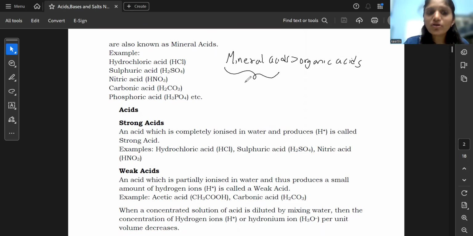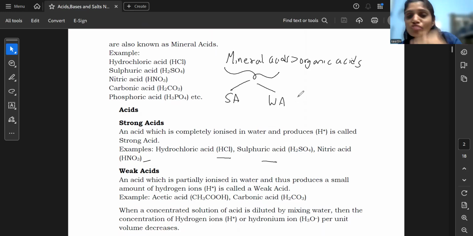In the mineral acids, we take a few acids under the category of strong acids. Clear? What are the 5 mineral acids you should remember? Hydrochloric acid, sulfuric acid, nitric acid, carbonic acid, and phosphoric acid. In this, which come under the strong acid category? HCl, sulfuric acid and nitric acid. Now why do I call it a strong acid? Now you can distinguish the acids as strong acids or weak acids based on their ionization in water.